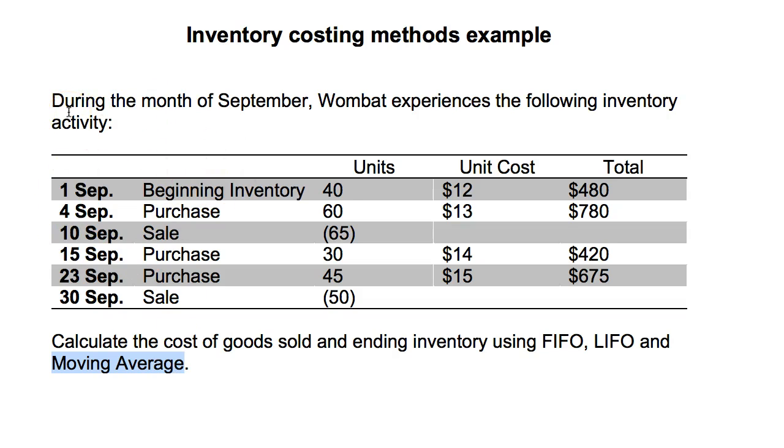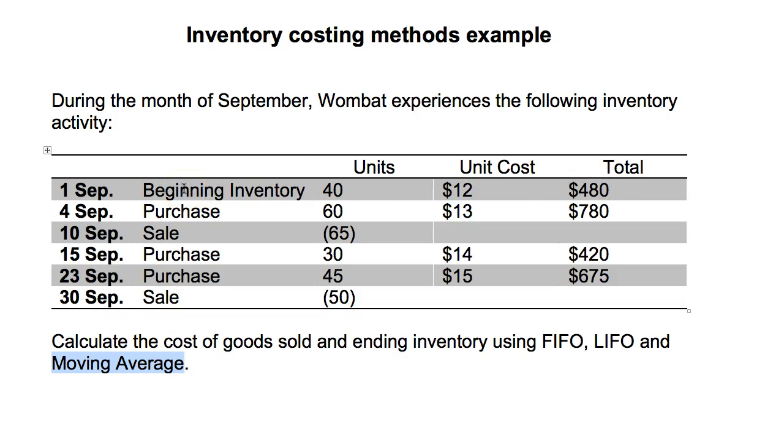It says during the month of September, Wombat experiences the following inventory activity. So we have the dates, and you can see it goes in date order. We have the beginning inventory. The first number here is the quantity of units. We have 40 units. This next number is the unit cost, which means the cost for 1 unit. And then this is the total amount spent. So 40 times 12 equals 480.